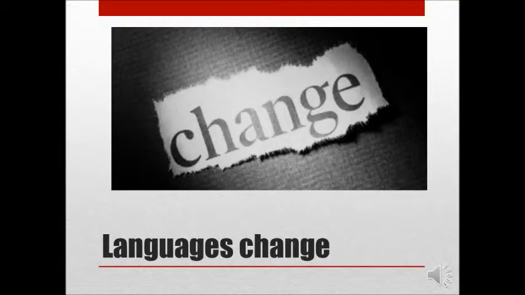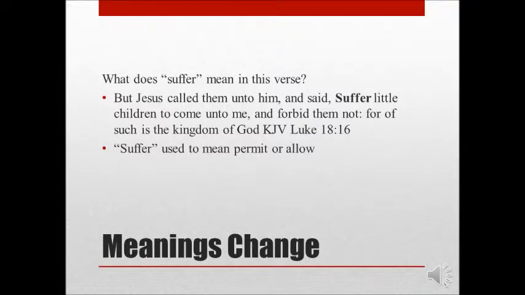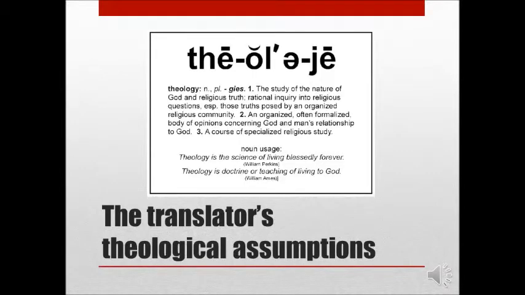Next, languages change. English is dynamic. It's always changing as time goes on. It makes it difficult to translate into what amounts to a moving target. One example of how meanings change is in the King James Version of Luke 18:16. Jesus says, "Suffer little children come unto me." Why would Jesus say suffer? Well, suffer back then meant permit or allow, not pain.